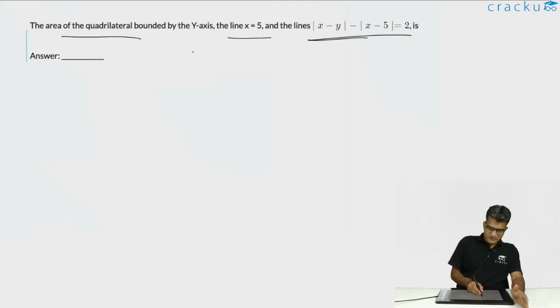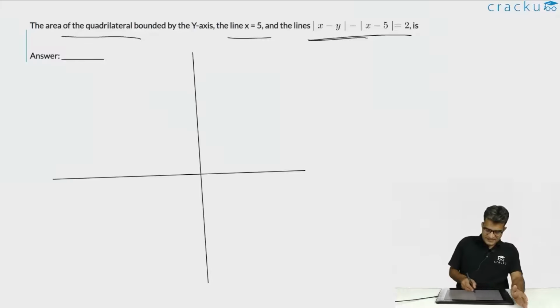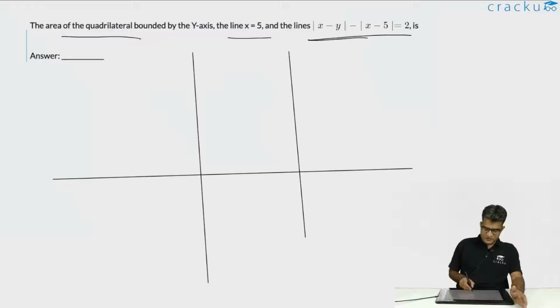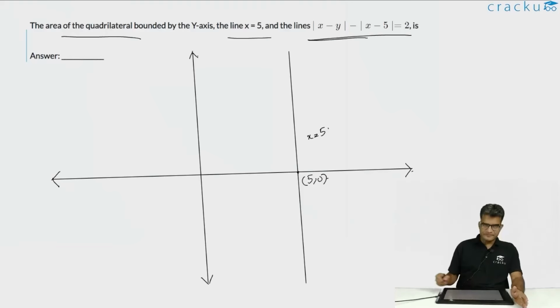Let us first draw the y-axis, the x-axis, and the line x is equal to 5. This is how the line x is equal to 5 looks like. This is the y-axis, this is the x-axis, and this is the line x is equal to 5. This point over here will be 5, 0. Now, because we are looking for the quadrilateral which is bounded by the y-axis, which is this line, the line x is equal to 5.